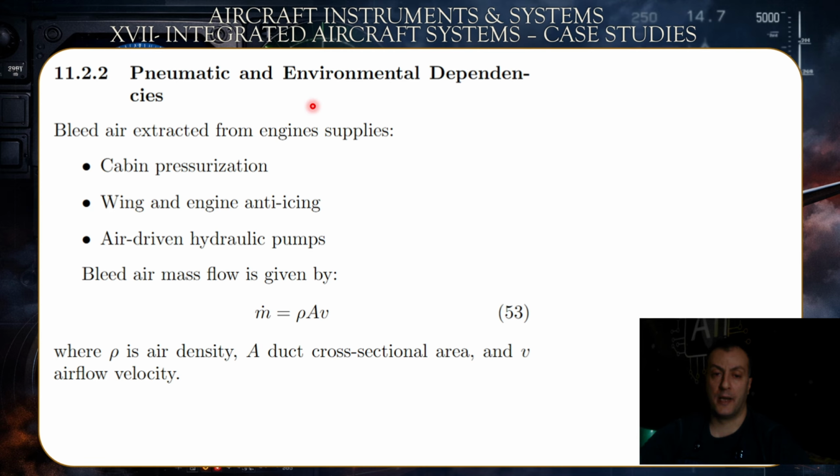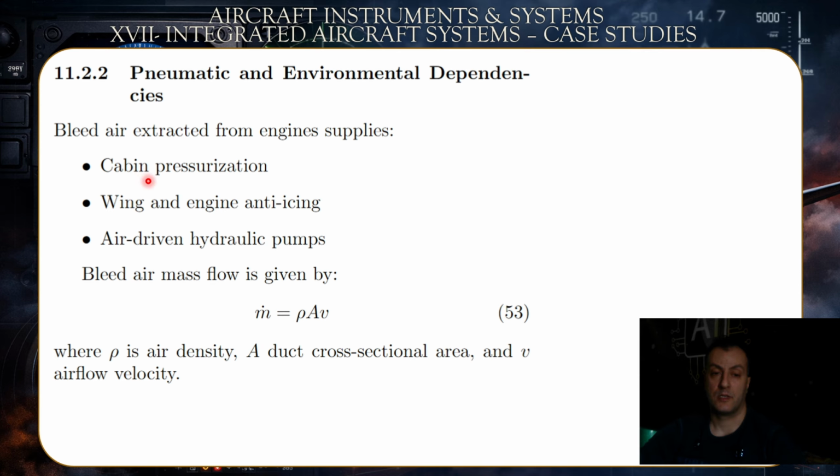11.2.2 Pneumatic and environmental dependencies. Bleed air extracted from engines supplies cabin pressurization, wing and engine anti-icing system, air-driven hydraulic pumps. Bleed air mass flow is given by m = ρAV, where ρ is the density and A is the cross-sectional area. V is the velocity of the airflow. So ρ is the air density, A is the duct cross-sectional area, and V is the airflow velocity.